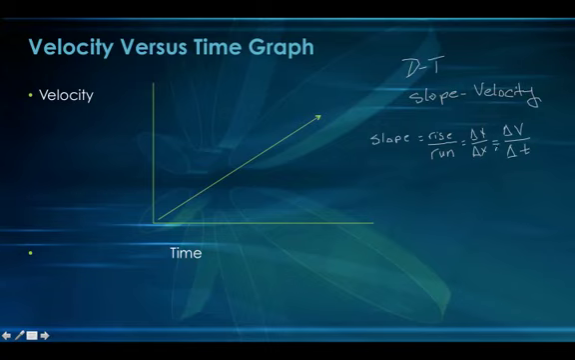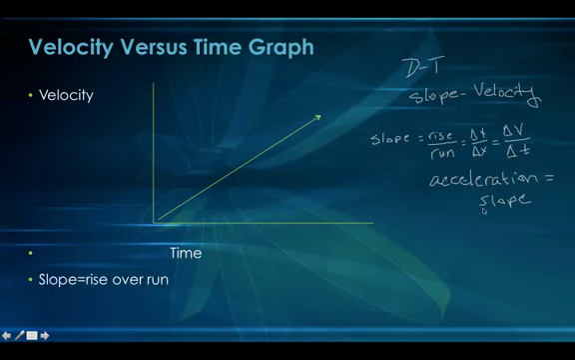If you look at this, this is the same thing as our acceleration formula. So here, acceleration is equal to the slope on a VT graph. So on a DT graph, the slope is equal to the velocity. On a VT graph, the acceleration is equal to the slope.